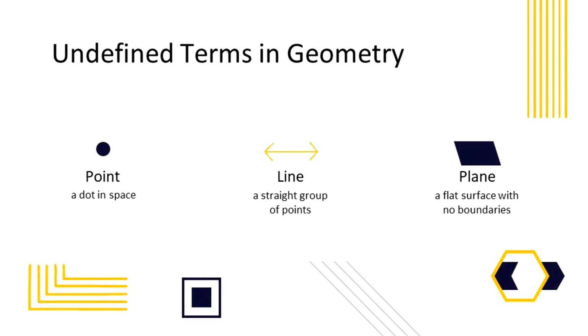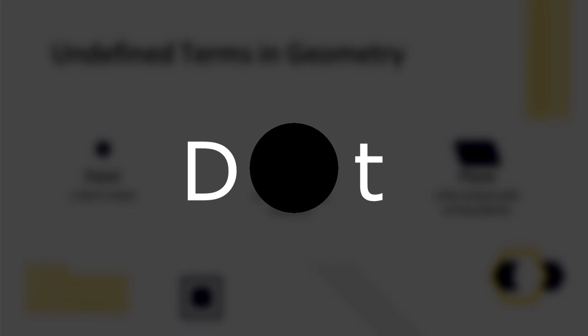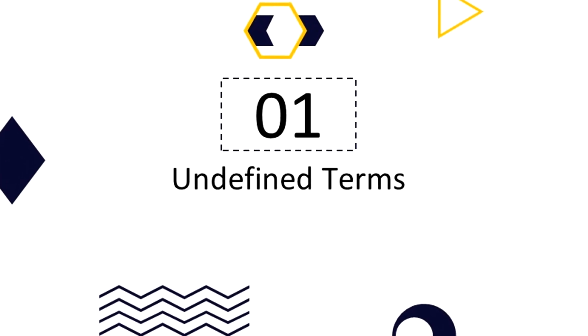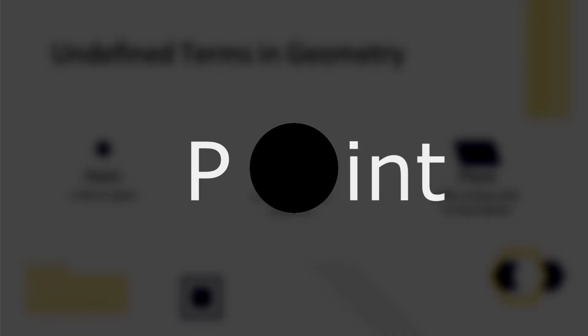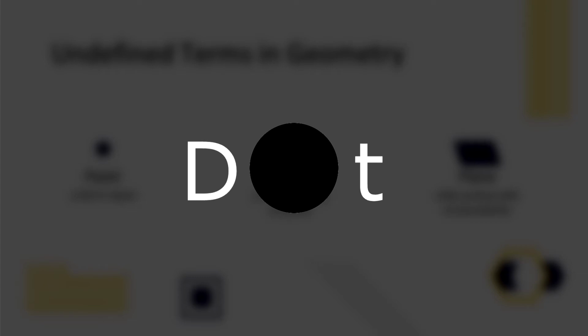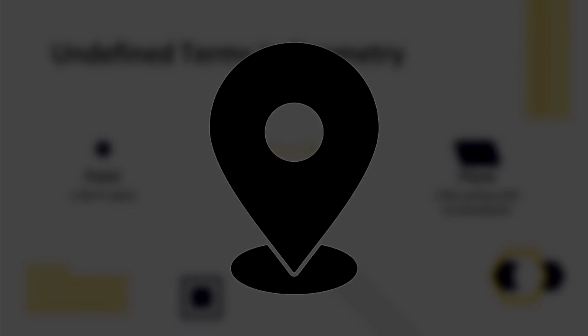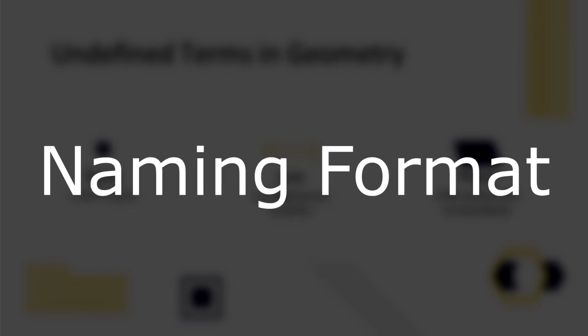Speaking of point, that is one of the undefined terms in geometry out of 3. Along with it is the line and the plane. So firstly, what is a point? Well, a point is a dot. But a dot is a point. See, the logic of undefined terms is coming in here. To put it simply, a point is a dot found somewhere and everywhere. A location perhaps. To name a point, we can just call it using any capital letter corresponding to the point itself.